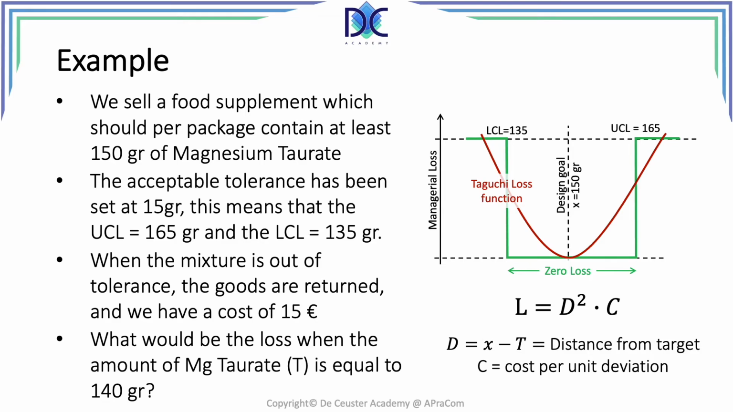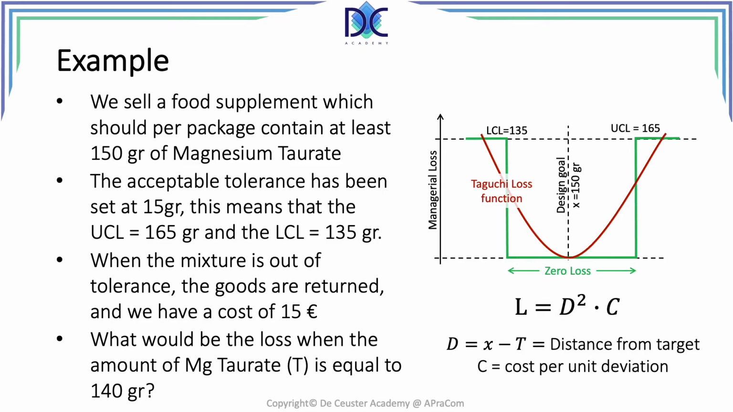When we look at the function here, we see the lower control limit, 135, and the upper control limit, 165. The design goal is 150 grams, we call it X. And we have the function L is C times D squared, and we express D as X minus T, the distance from the target. So X is the target value and T is the actual value that we measure. And C is the cost per unit deviation. Now, what can we say here? Well, at the lower control limit and the upper control limit, the cost is in fact equal to the full 15 euro.